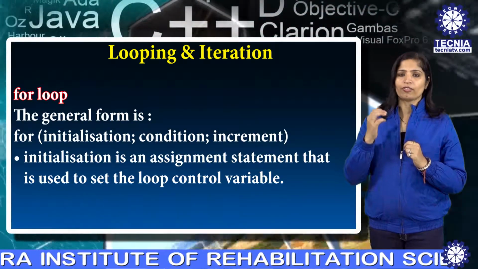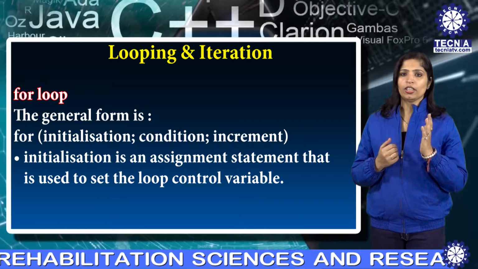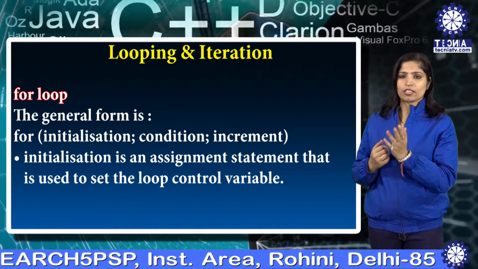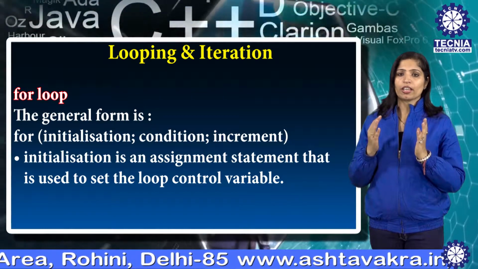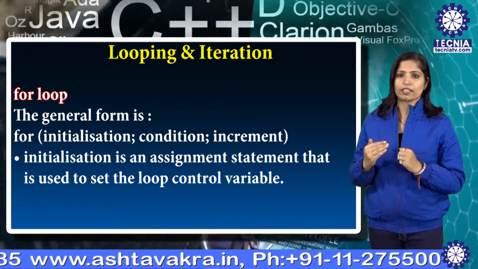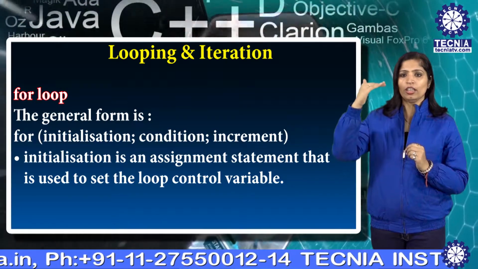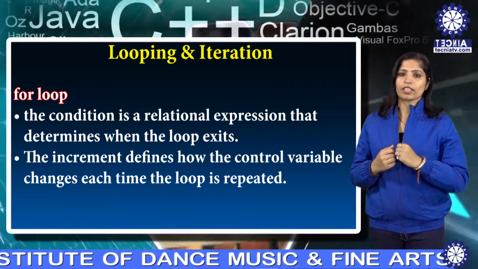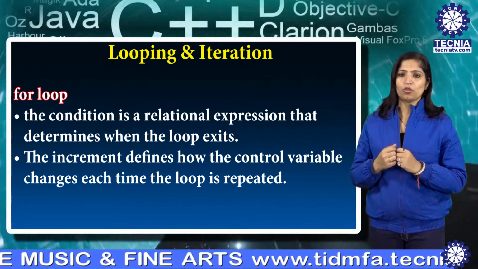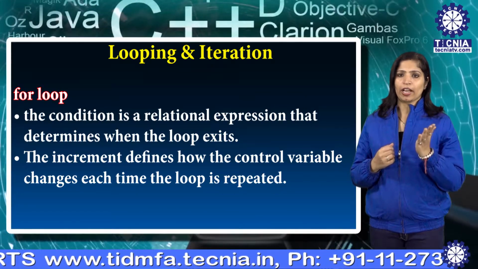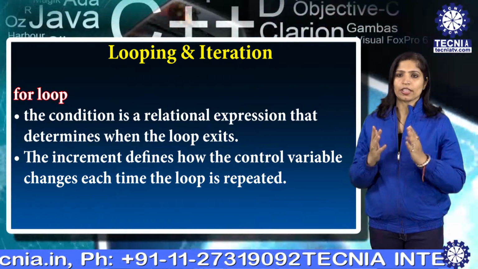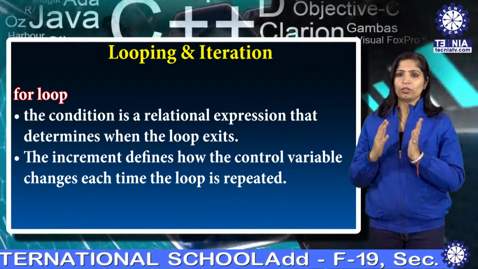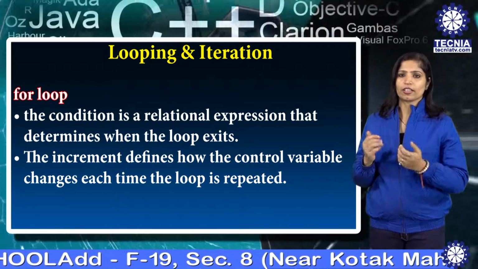The general form of a for loop is: for, with the braces, initialization; condition; increment, where the initialization is an assignment statement that is used to set the loop control variable, and the condition is a relational expression that determines when the loop exits, and the increment defines how the control variable changes each time the loop is repeated. The for loop continues to execute as long as the condition is true.